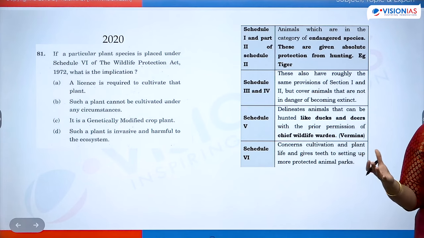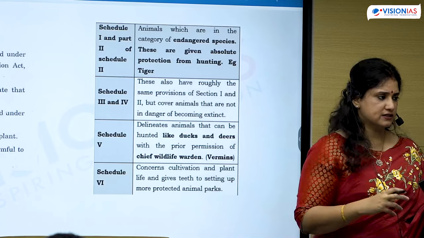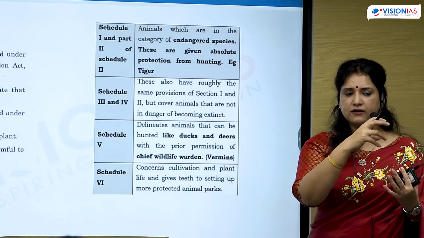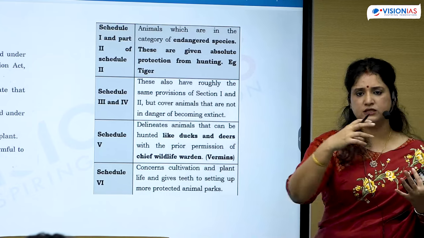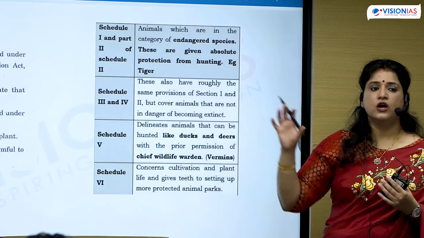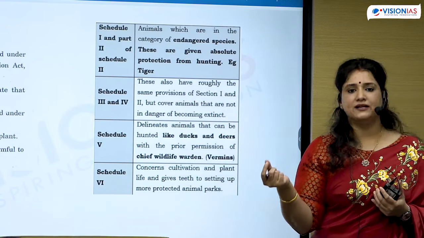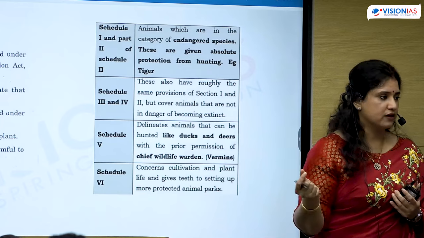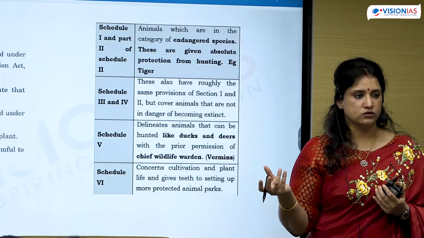Jab koi bhi ek document hota hai ya law hota hai, there are chapters under certain heads, right? That is given. So let's say in the Wildlife Protection Act, you will have a chapter related to wildlife sanctuaries, biodiversity, and so on and so forth. Towards the end, like you have in your NCERTs or books, there are appendices, jisme tables diye honge, or there is a glossary, jisme end mein terms diye honge. So those are schedules, okay?